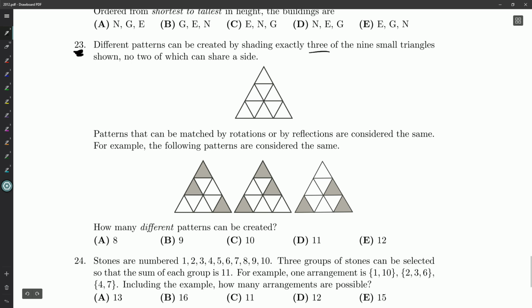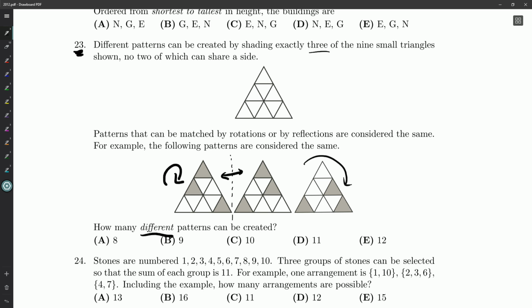Patterns that can be matched by rotations or reflections are considered the same. For example, the following patterns are considered the same. So these two are the same because if you just reflect across this imaginary line, you'll get the same thing. And if you take this one and the first one and rotate it clockwise, you'll get this one here. So rotations and reflections are not different. But we do want to know how many different patterns we can make.